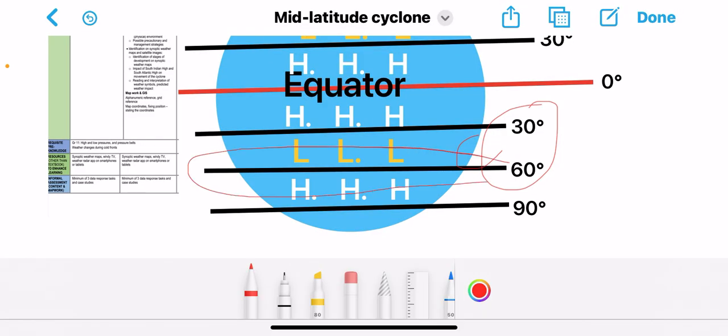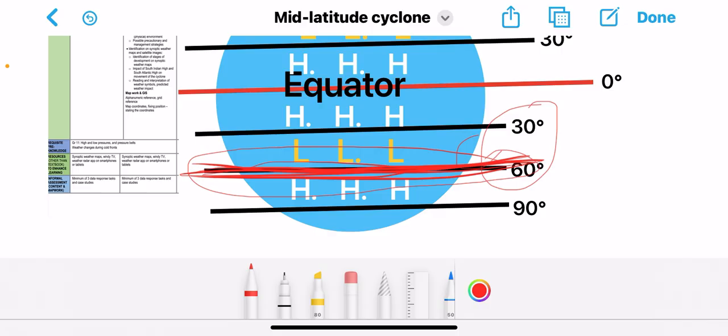At 60 degrees, we have warm westerlies and cold easterlies meeting at this area. Now they begin to create a boundary here, because these two air masses don't have the same temperature or the same density. Remember, cold air is dense and cold, however warm air is light and humid.